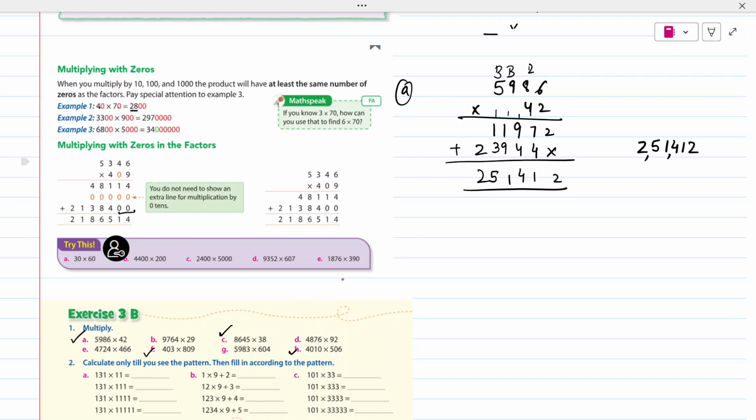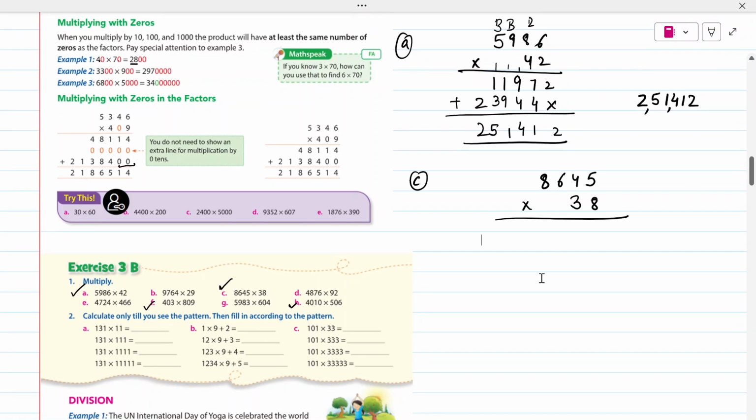Similarly, we can do question number 6 here. We have 8, 6, 4, 5 and 38. So kids, this is simple multiplication. The more you practice, the more you will be able to perform better. Okay. Maths is all about practice.